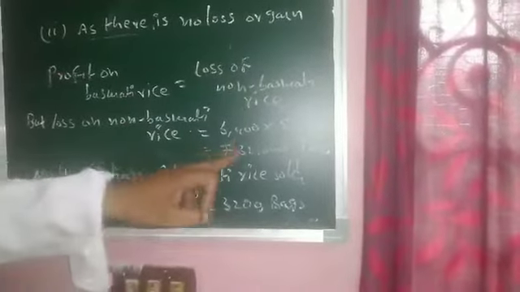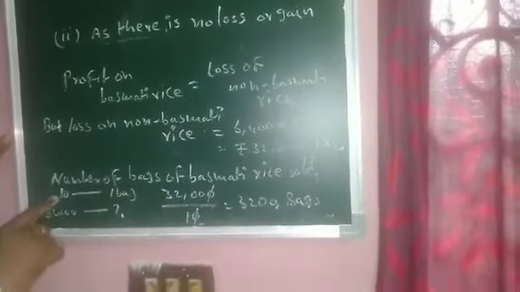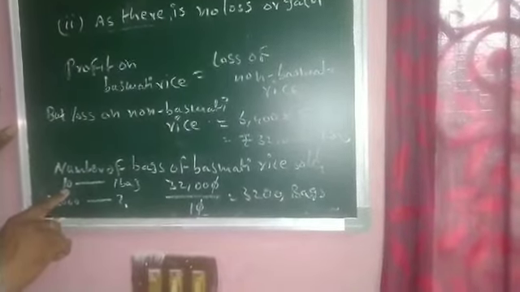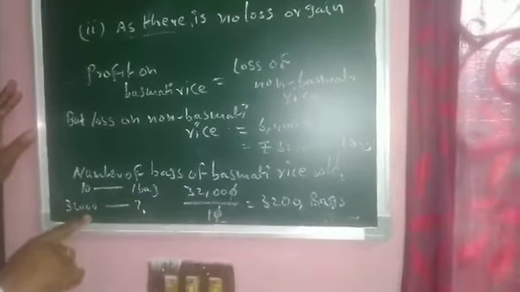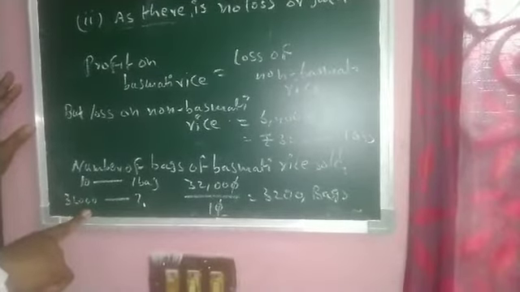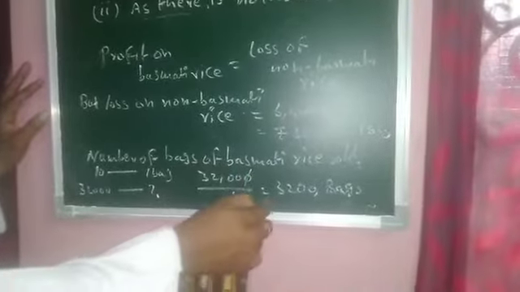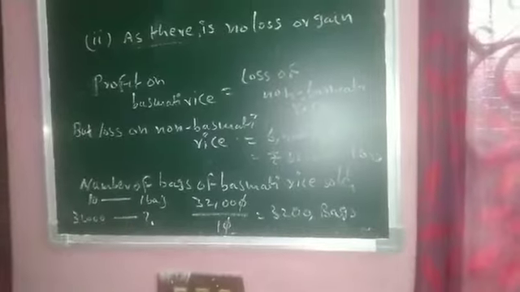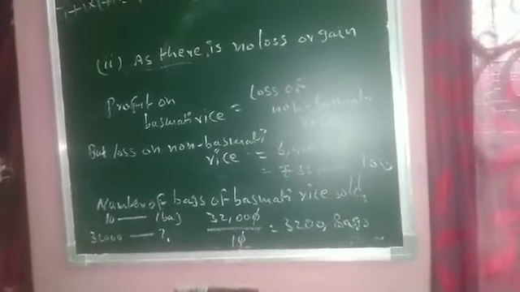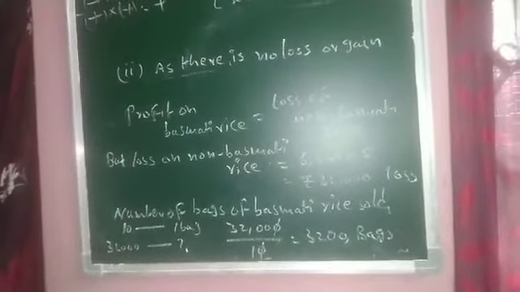If you want to recover this loss, we must sell basmati bags. One basmati bag gives 10 rupees profit. For 32,000 rupees profit, how many bags? 32,000 divided by 10. Here the zeros cancel. 3,200 bags the merchant sold, and he will get neither profit nor loss. This question is complete. Now we are going to the sixth question.